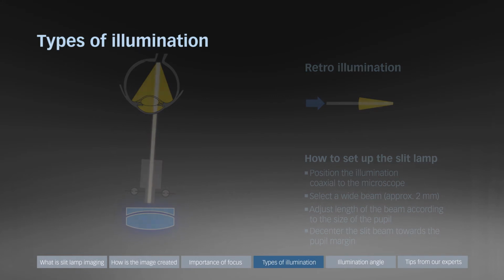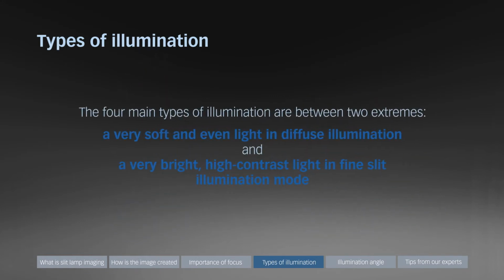Keep in mind, the four main types of illumination are between two extremes: a very soft and even light in diffuse illumination and a very bright, high contrast light in fine slit illumination mode.